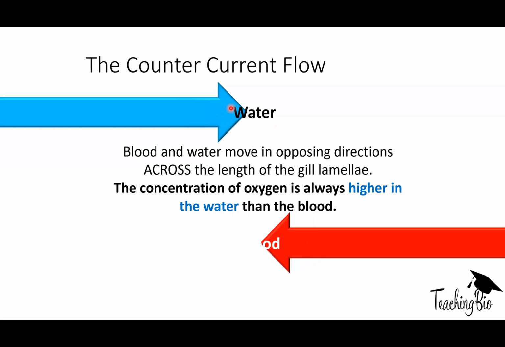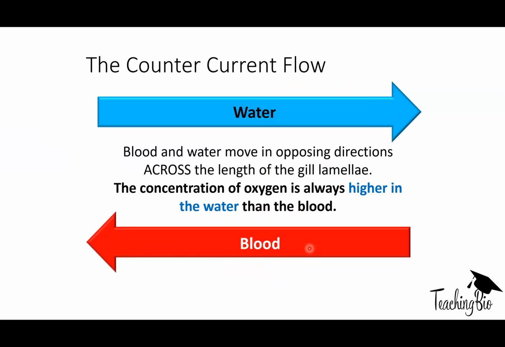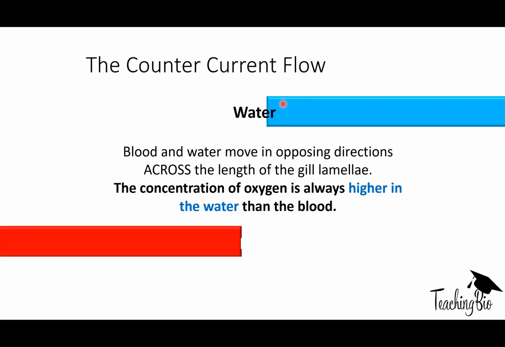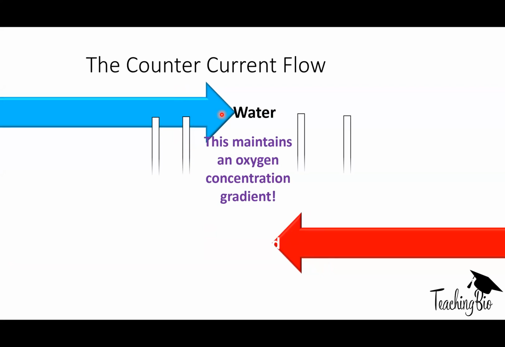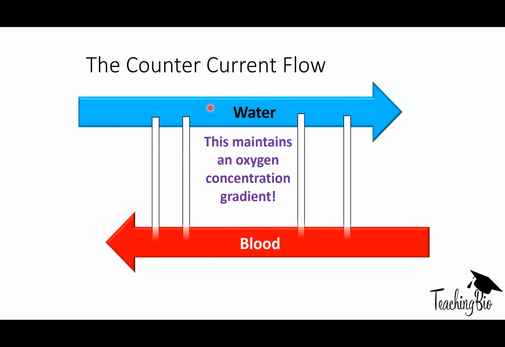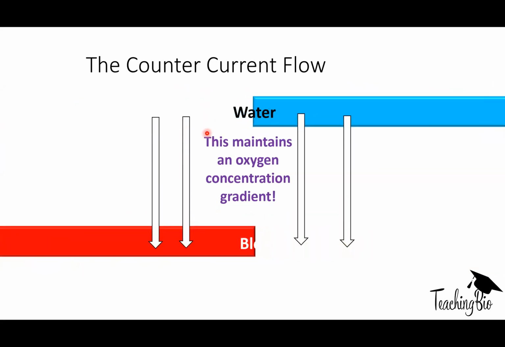So how does this work then? Water and blood are going to move in opposing directions across the length of the gill lamellae, and the concentration of oxygen is always higher in the water compared to the blood. So as a result of that, there will always be diffusion of oxygen from the water into the blood down the concentration gradient. So ultimately, the purpose of the countercurrent flow is to maintain an oxygen concentration gradient.